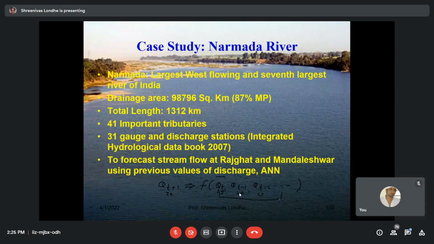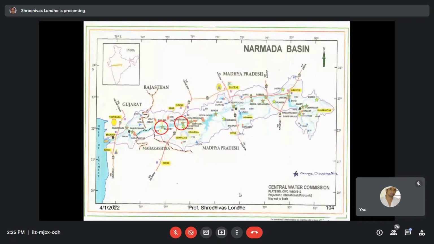Okay, so these are my inputs, this is my output. Of course, the question remains, what is my hidden layer and how to design that hidden layer? Okay, let us go one by one in this story. So this is the Narmada Basin. As I said, here you won't find any Sardar Sarovar. This is Mandleshwar and this is Rajghat.